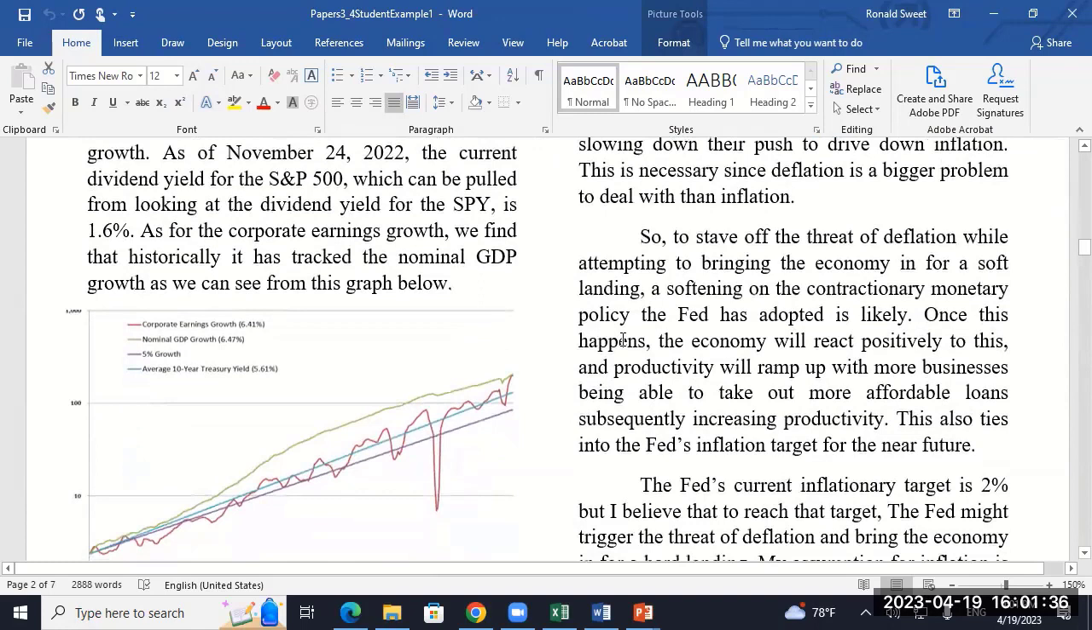Someone was asking about the buyback yield. If you want to put that in there, I can send you the file I use.